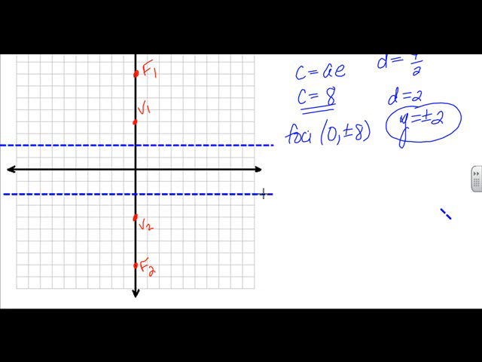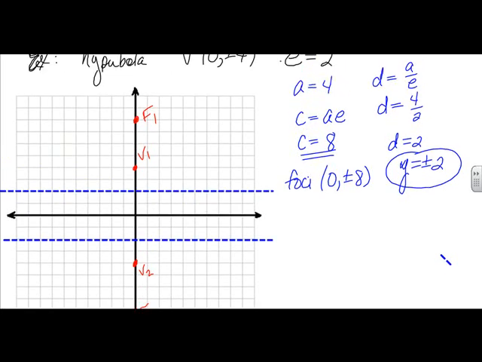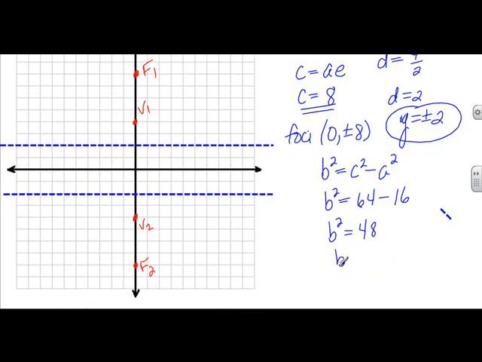Okay, we need b. This is a hyperbola, so b squared is equal to c squared minus a squared. c squared would be 64. a squared would be 16. So that gives us a value of 48 for b squared. And we just need the value of b so we know how wide our box is. That's about 6.9.